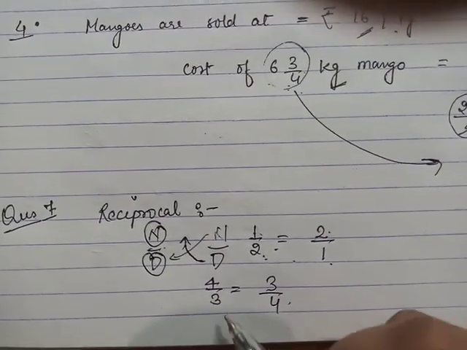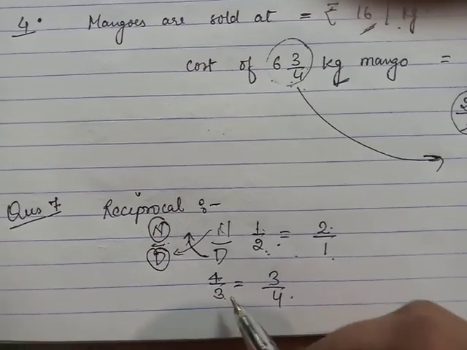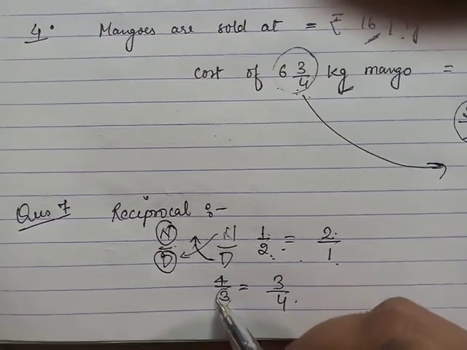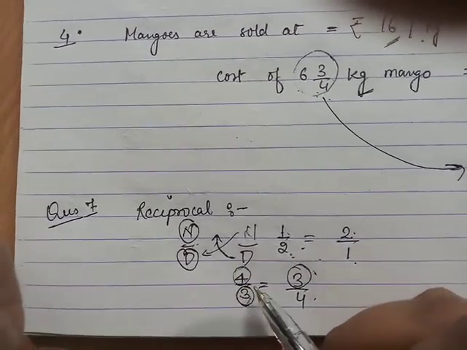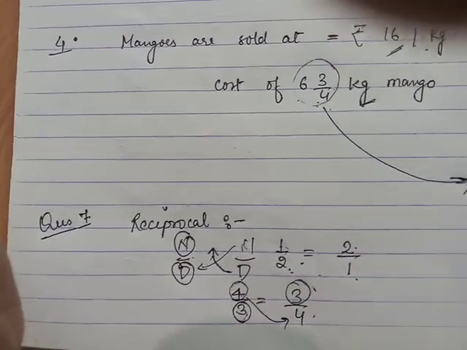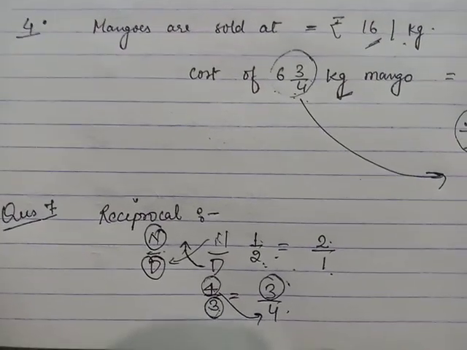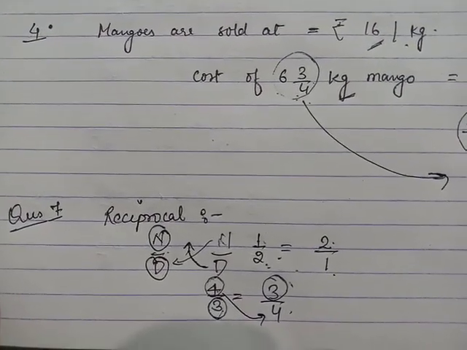Now we will see 4 by 3. When given, we will convert this denominator 3 to the numerator value, and 4, that is the numerator, will be the denominator. In this way you can write the reciprocal of any number.